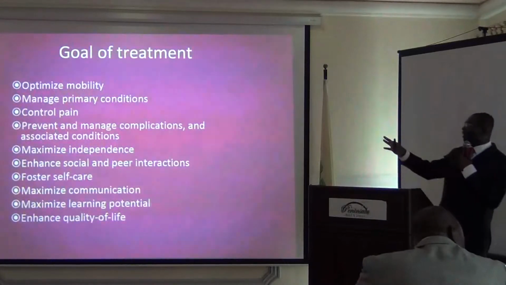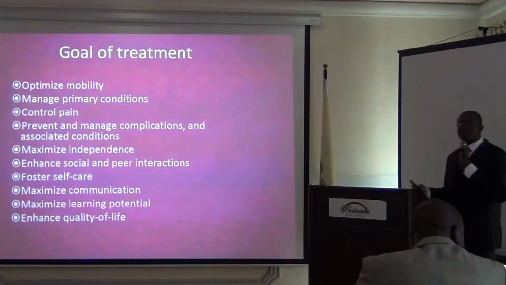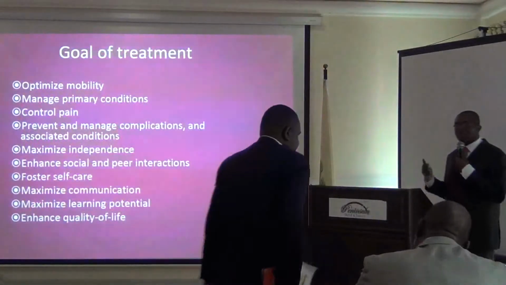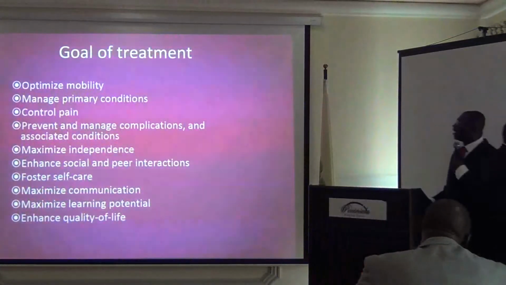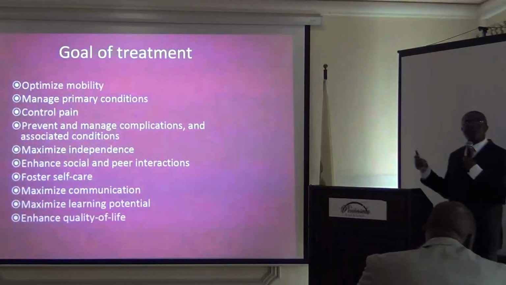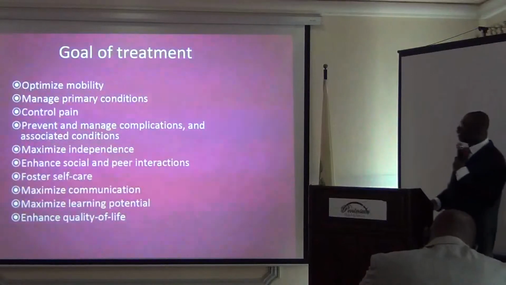Then we need to manage the primary condition that the child is having. So depending on the problem the child is having, we need to manage that condition properly to make the child better. And then control of pain, because some of these children may have painful muscle spasms. We need to give them drugs that will help to control their pain.